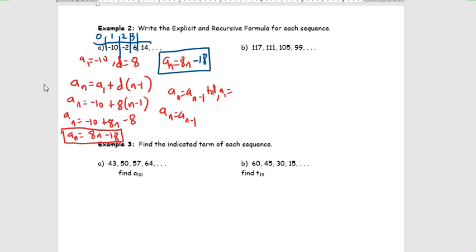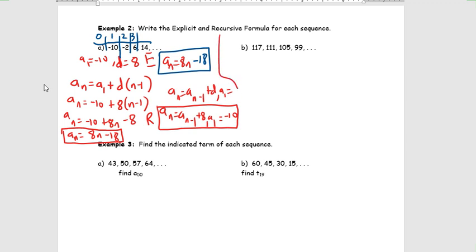Okay, and here we just put in the difference. In this case, it is a positive 8, so we have plus 8. And then we say, well, the first term is negative 10. So there is the recursive formula. So here was our explicit rule. I'll write it by this one, explicit, and this was the recursive formula.